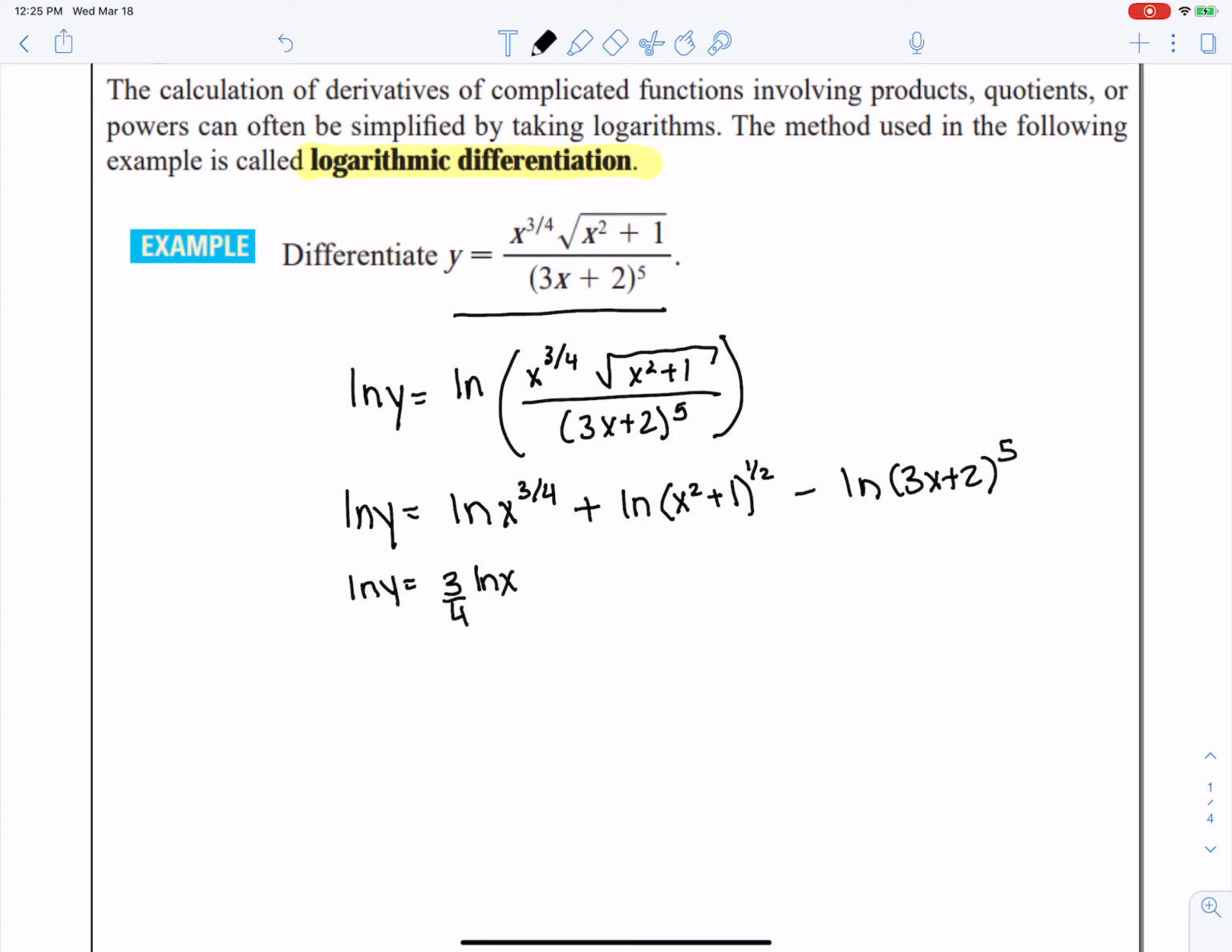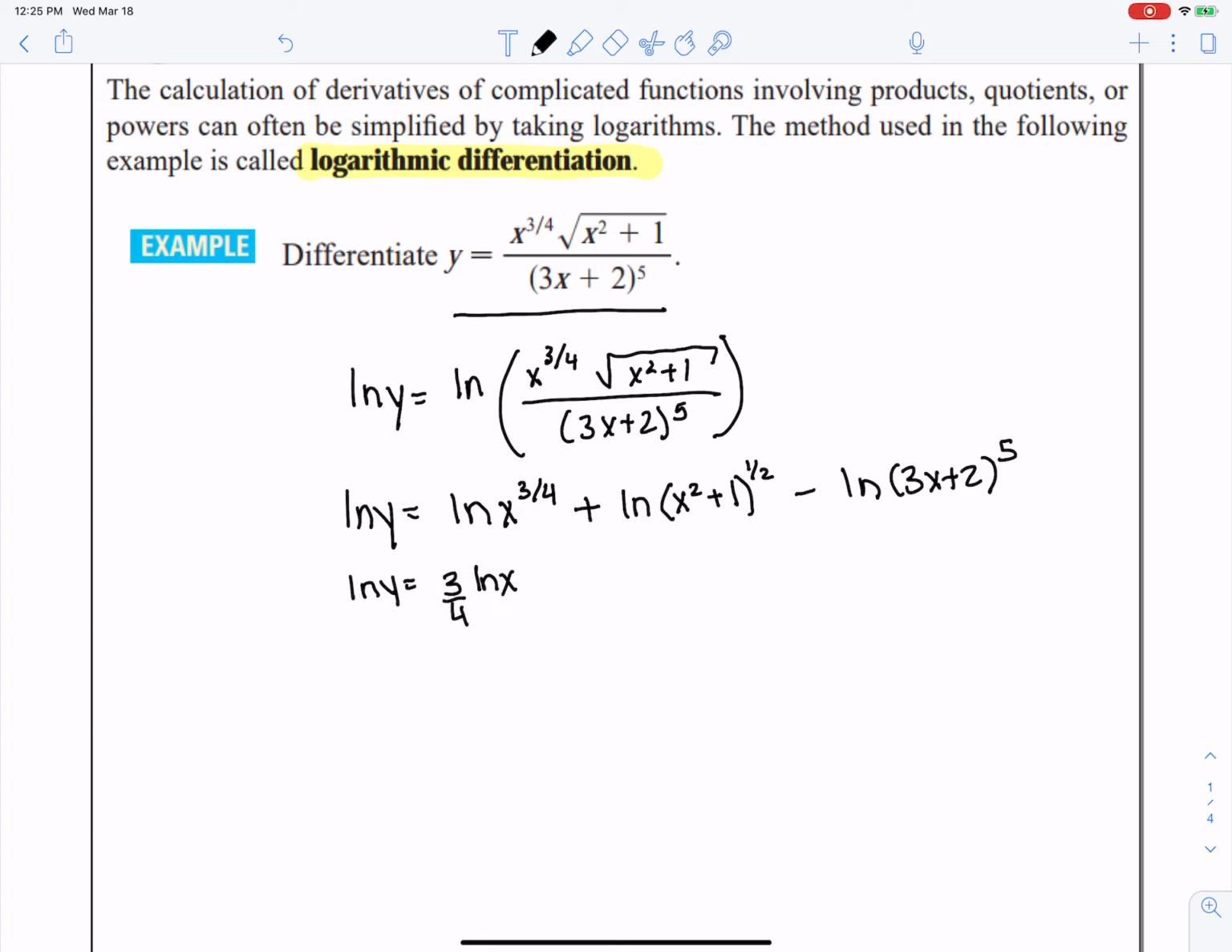Now remember, our goal is to solve for the derivative, so I need to isolate the derivative. So I'm going to multiply both sides by y. So y times all the stuff that was here. Now I'm going to clean it up as I'm writing it. 3 over 4x plus x over x squared plus 1. You're going to notice that the 2's cancel out. Minus 15 over 3x plus 2.